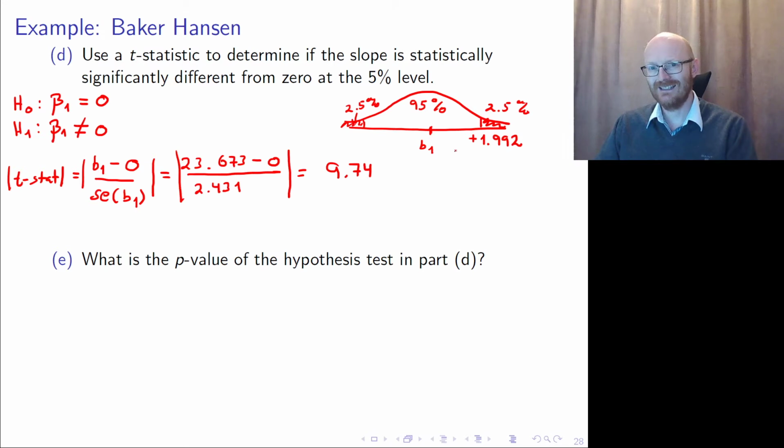Okay, so what this means is that if we go plus 1.992 standard errors above B1 and negative 1.992 standard errors below B1, then we cover 95% of the probability that we include the true value, the beta one, in our confidence interval.